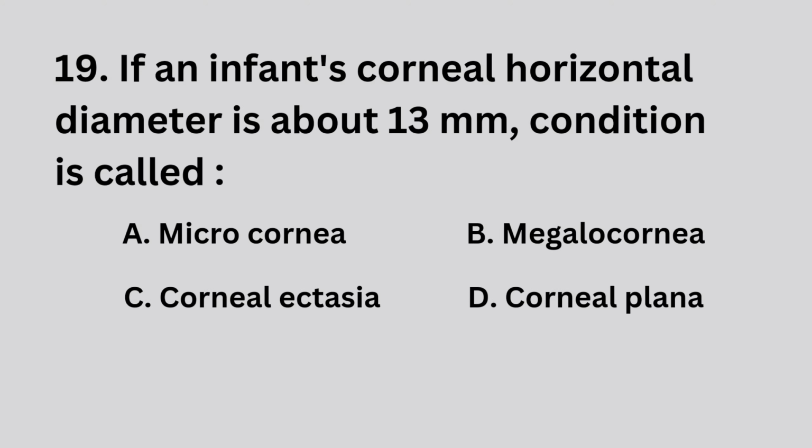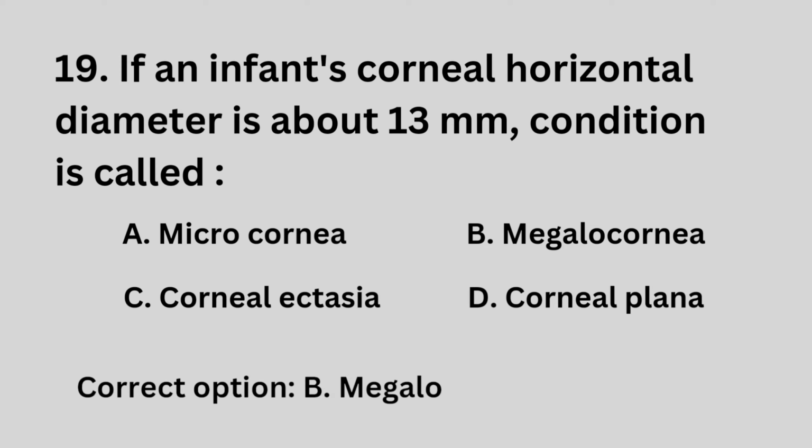Next question. If an infant's corneal horizontal diameter is about 13 mm, the condition is called option A, microcornea. Option B, megalocornea. Option C, corneal ectasia. And option D, corneal plana. Correct option for the question is option B, megalocornea.